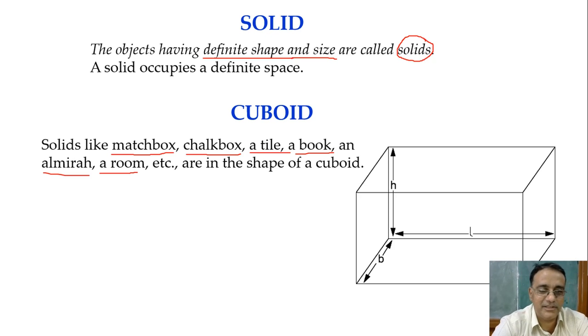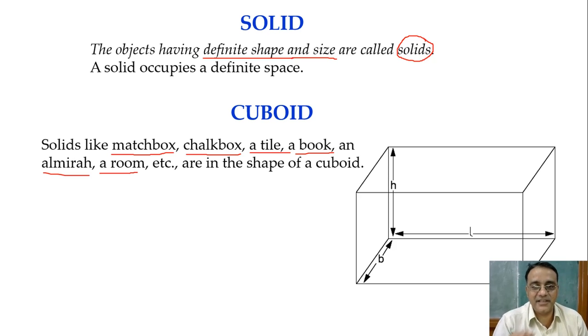Priyanshi, you tell. 2 into LB plus BH plus HL. No, wrong answer. Sir, 2 into L plus BH. Very good. 2 into L plus B into H. I am asking lateral surface area, not the total surface area.